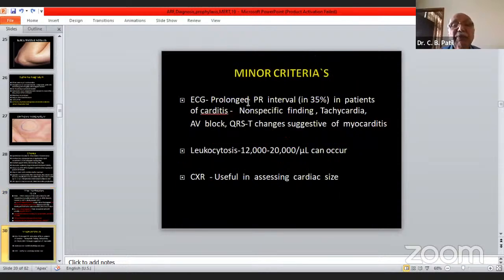Minor criteria, ECG: prolonged PR interval can be seen in 1/3 of the patients with carditis. It's a non-specific finding. Tachycardia can be there. Sometimes AV blocks, QRST changes may be suggestive of myocarditis. Leukocytosis of 12,000 to 20,000 per dL can occur, and chest X-ray is useful in assessing cardiac size, heart failure, all these things.